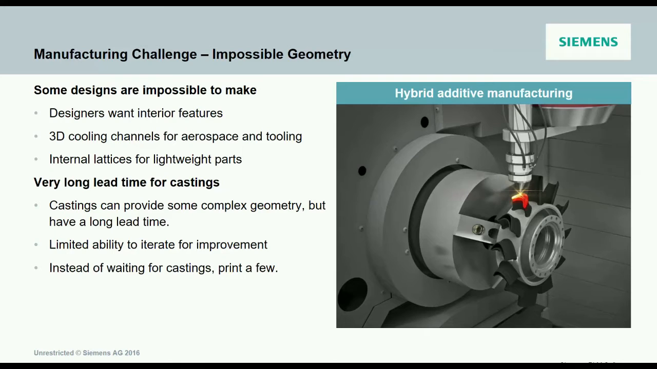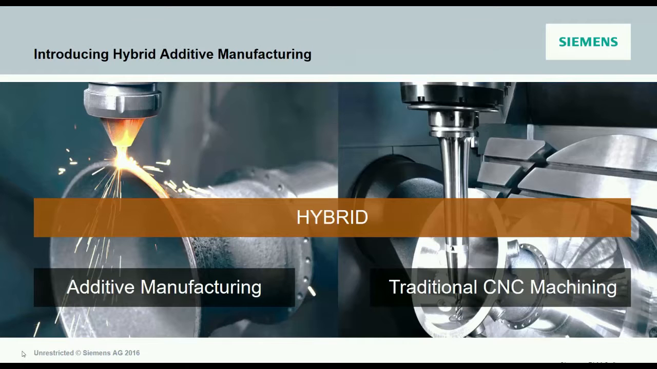And casting these parts often create long lead times. Castings can provide some complex geometry, but they have a long lead time and limited ability to iterate designs for improvement. So instead of waiting for castings, we can print a few. So introducing hybrid additive manufacturing, where we have both additive and traditional machining capabilities within the same machine.